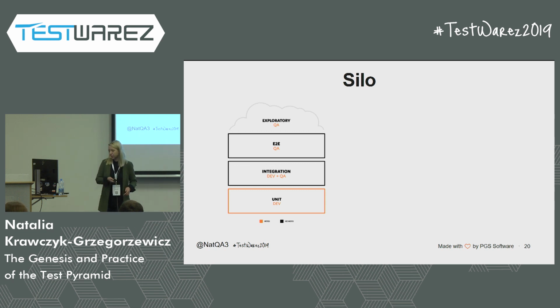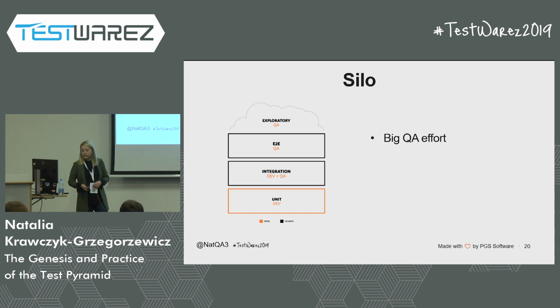So what it means for us is that the QA effort is very big in such an approach, because we need to cover one functionality with tests on all layers. We need to maintain everything. And the advantage that is the best in the test pyramid is, for instance, the time, the feedback loops.